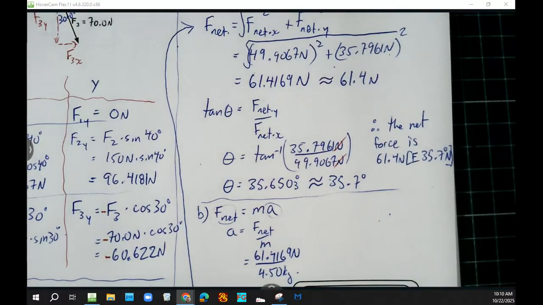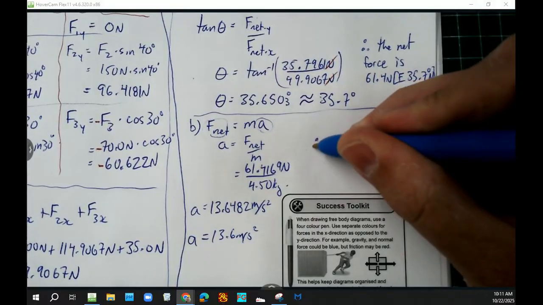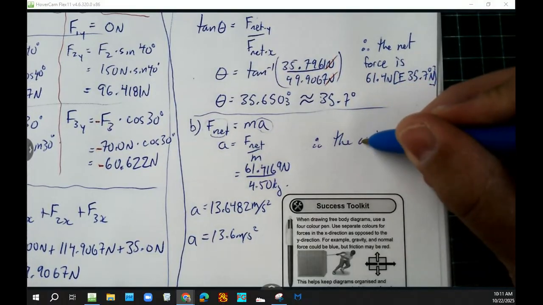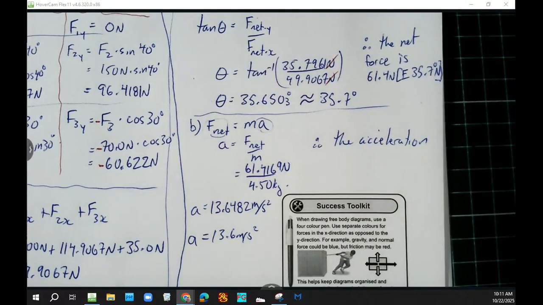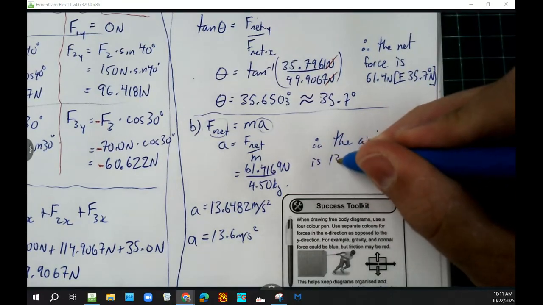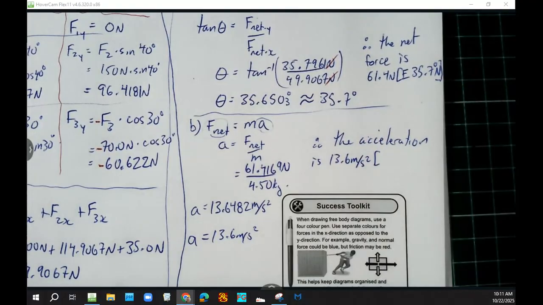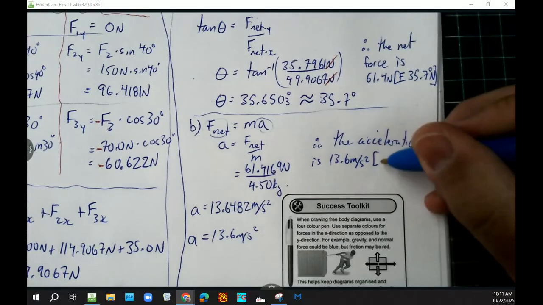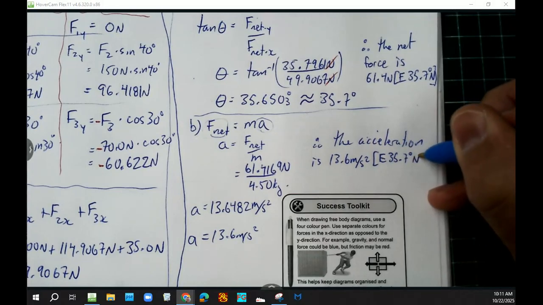And then if I'm going to write my, oh shoot, I'm off page. If I'm going to write my therefore statement, I might say, therefore, the acceleration is, you thought I was going to run out of space. But this was a really short little part after I did all that other stuff. The acceleration is 13.6 meters per second squared, and the direction that it accelerates is the same direction at which the net force was pointing. East, 35.7 degrees north.